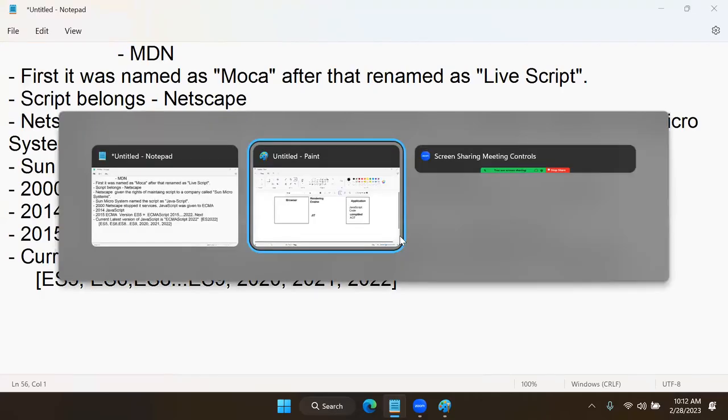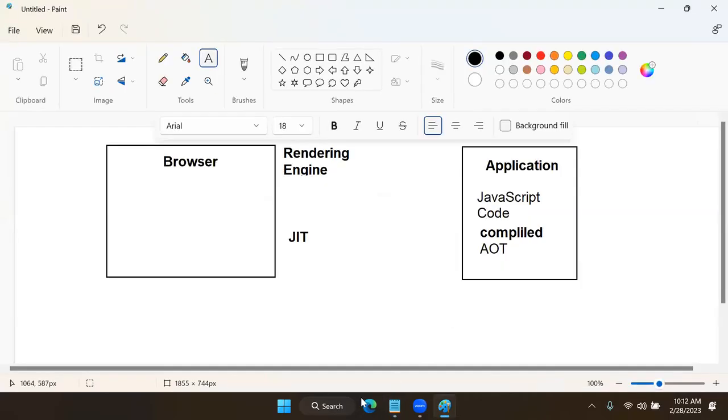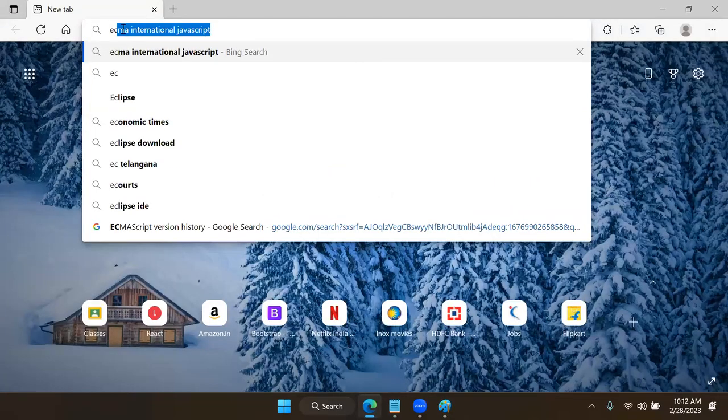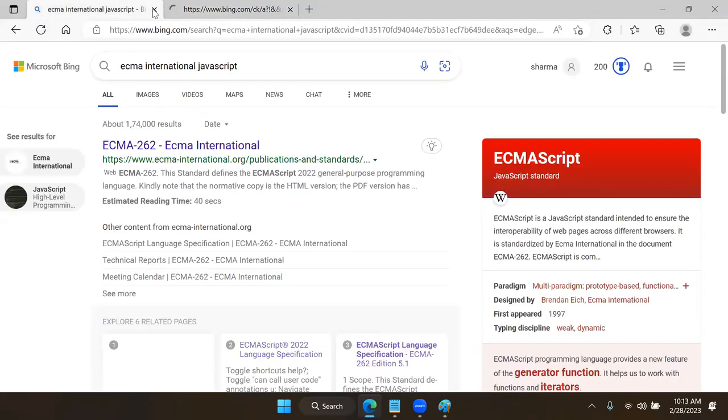The latest version of JavaScript is this. You can see this is ECMA script. This is the ECMA International official website. And in this website, that is the ECMA script version number. So that is the ECMA script version, and this follows the standards.